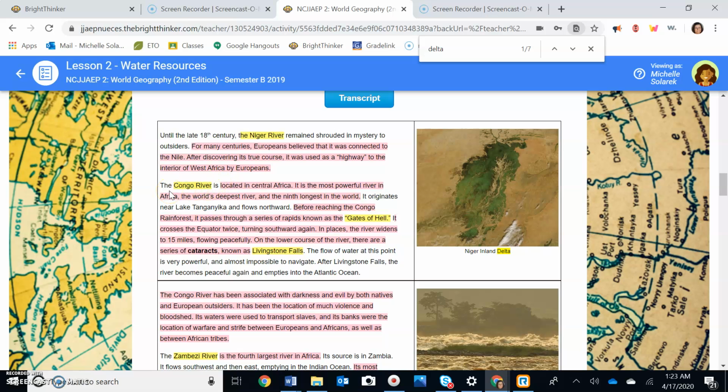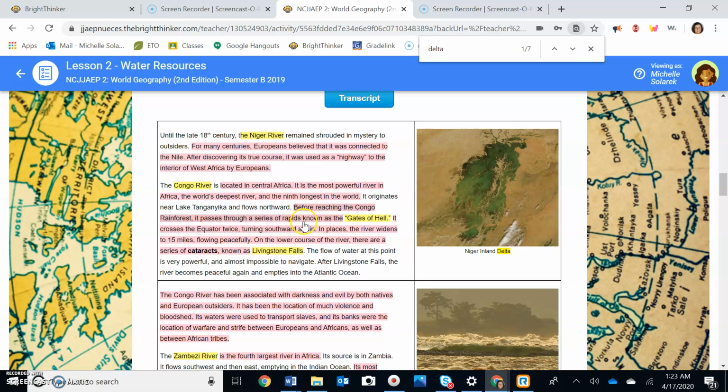The Congo River is our next river, and it's located in Central Africa. It is the most powerful river in Africa. It's the world's deepest river, and it's the 9th longest river in the world. So pretty famous, the Congo River.